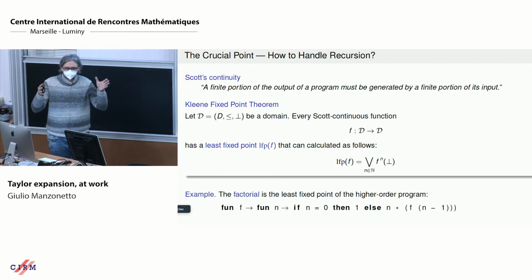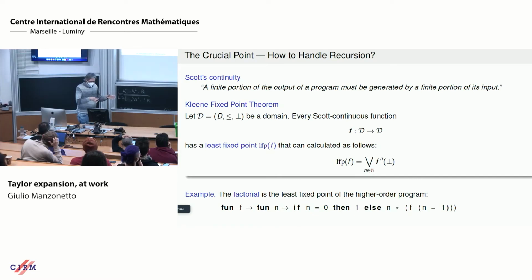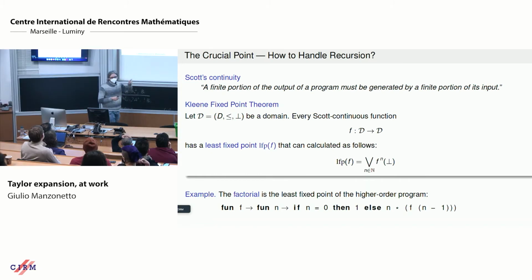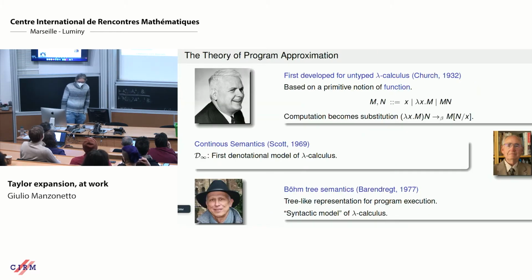And so if your program is interpreted by a continuous function, then you can apply Kleene's fixed point theorem, which tells you that you can compute the least fixed point simply by starting from the bottom element that represents the complete lack of information, and then you iterate the function from the bottom element.